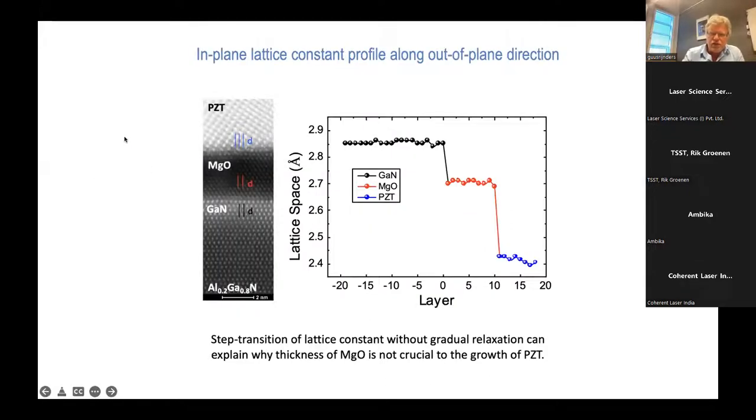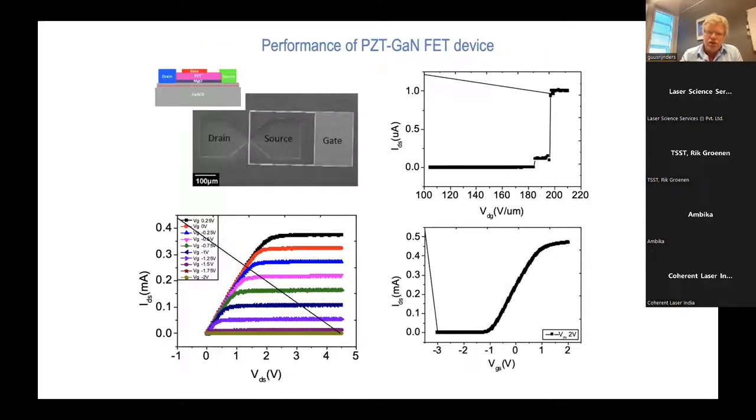And here you can also see the in-plane lattice parameters, which were determined from these transmission electron microscopy images. And you can clearly see jumps in the in-plane lattice. So the material is directly relaxed on top of it, but still has an epitaxial relation. Does it work? Yes. So we made the first devices there.